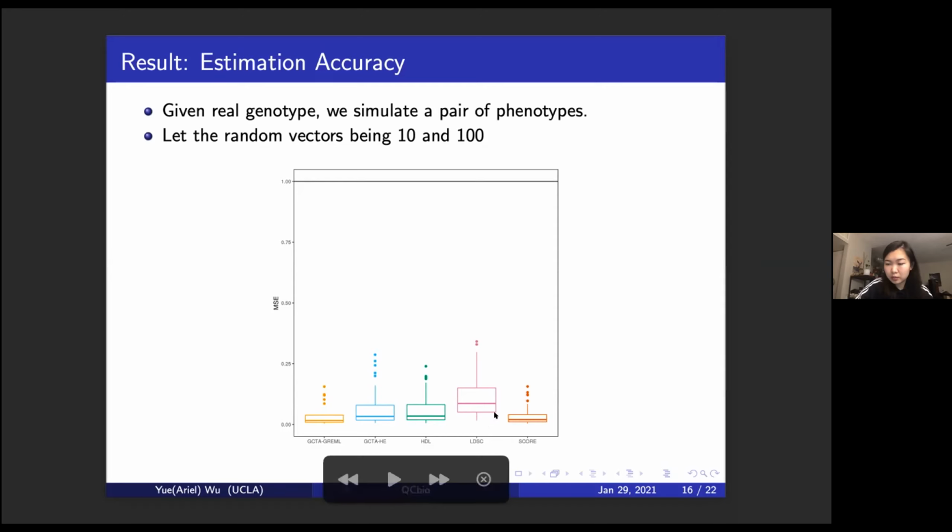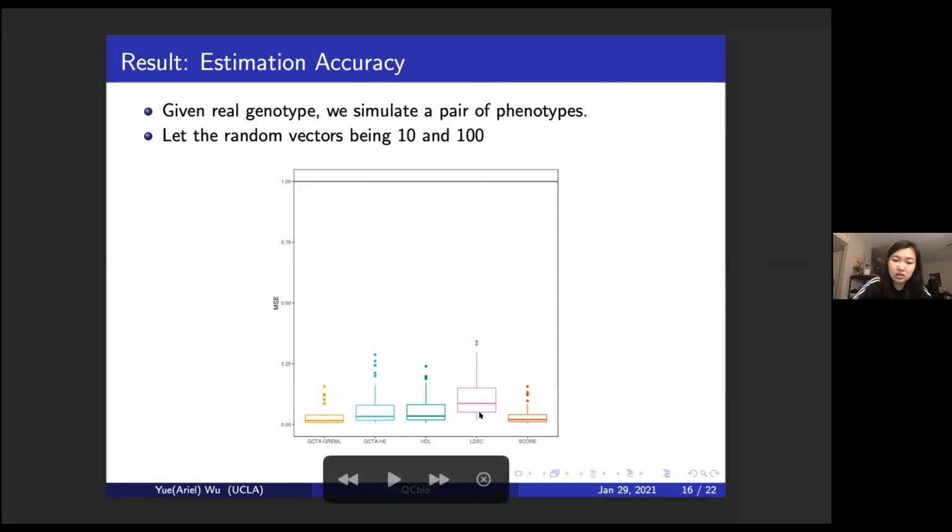So it preserves privacy, but at the same time, the drawback of summary stats based methods is that, first, they require a reference panel. If there's a mismatch between the true sample and the reference panel, then the estimation could be biased. And the other thing is that, since they are summary stats based, they are in general less statistically efficient.